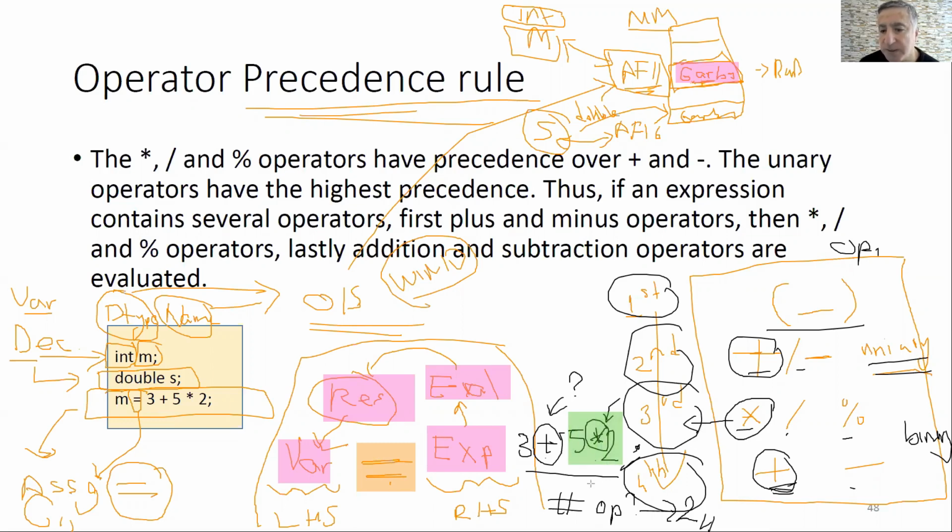And the result will be what? 10. So let's put the result. Then I can continue with the next step, 3 plus 10. And now 3 plus 10 is, right, 13. So it means that I evaluate the expression and find the result, which is 13.